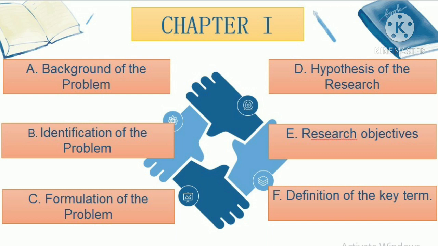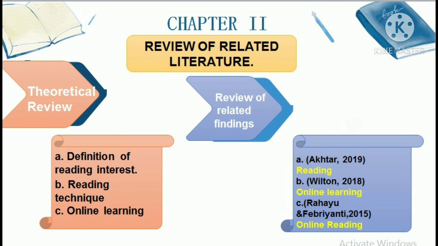The next is online learning. Online learning is an educational system or concept that entails information technology in the teaching and learning process. The next material is Chapter 2, review of related literature. First, theoretical review, and second, review of related findings.